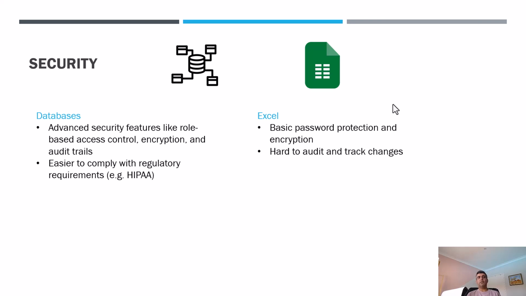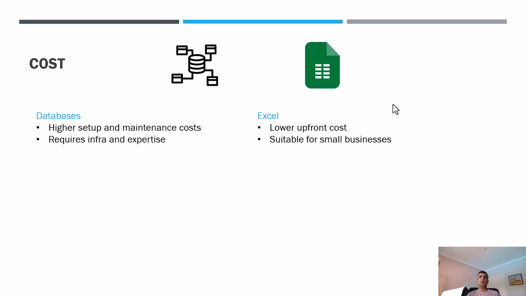They're easier to comply with regulatory requirements because you can get audit logs out and implement RBAC, and all of that can be shown to the auditor. Excel has very basic password authentication and is hard to audit and track changes. So if security is a big concern, you want to go with databases.